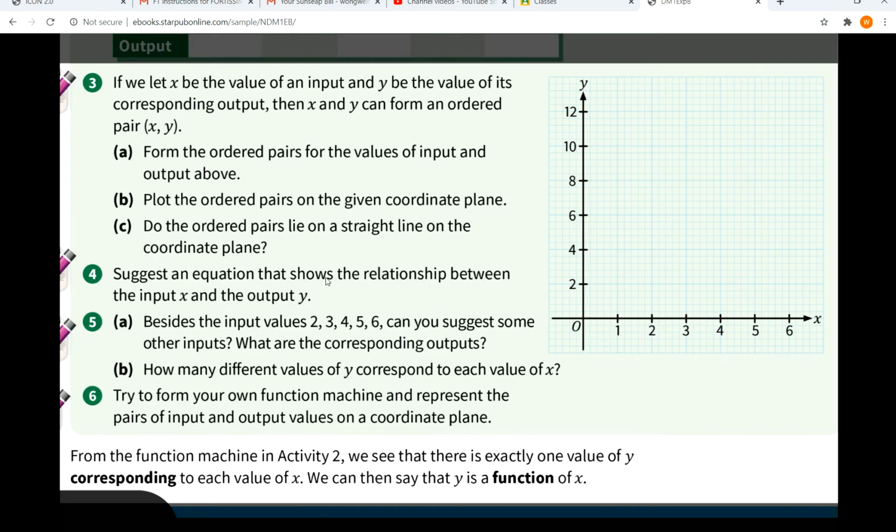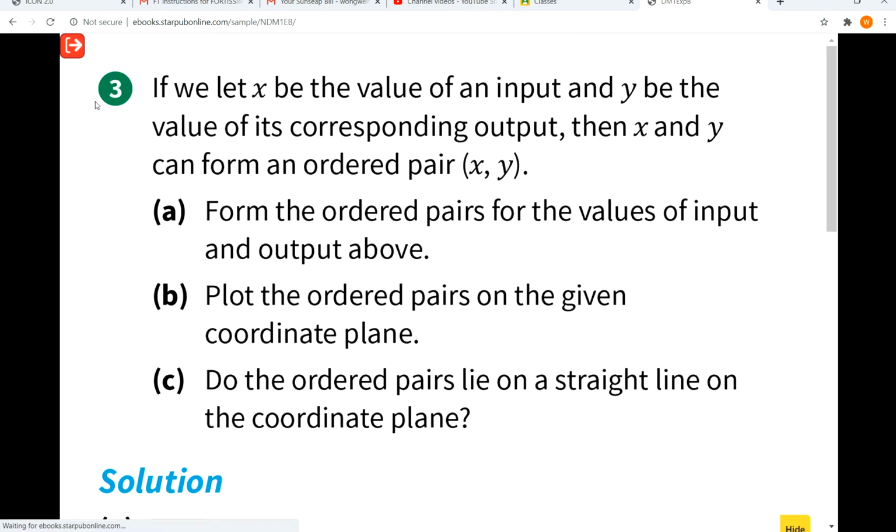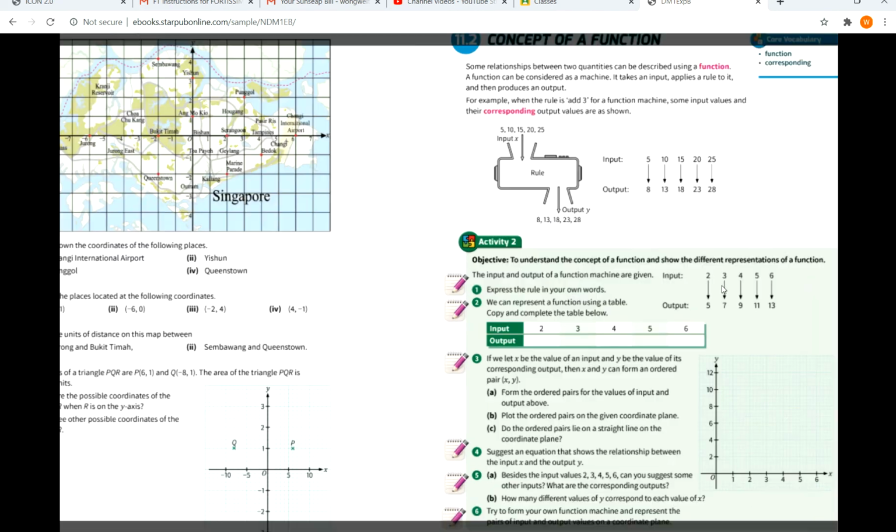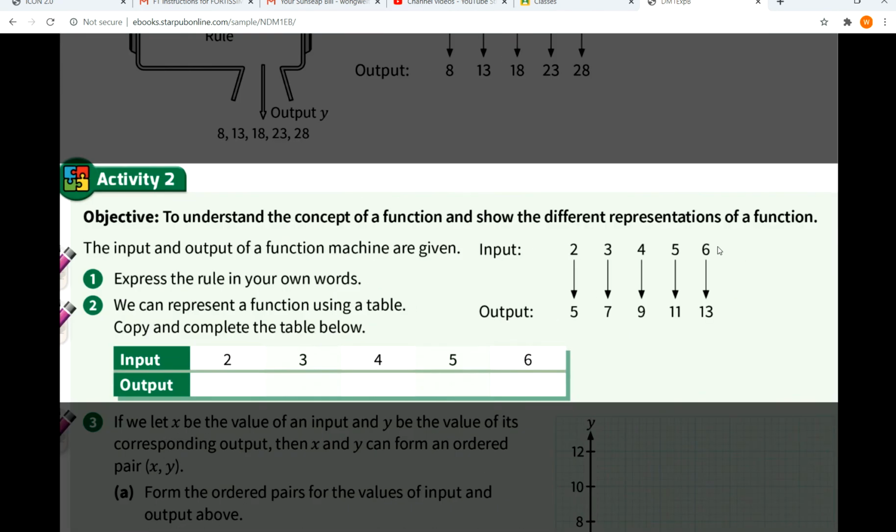Now suggest an equation that shows the relationship between the input x and the output y. Let's go back to the table of values. Over here, can you suggest a relationship? How is input related to output and vice versa? What did they do with the input to get the corresponding value of the output? Can you make a guess? Any guess? What do you think?